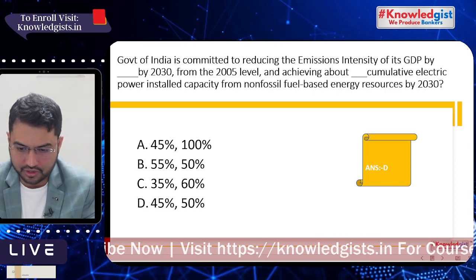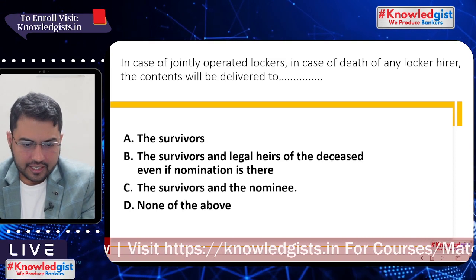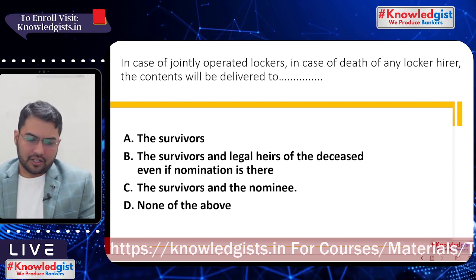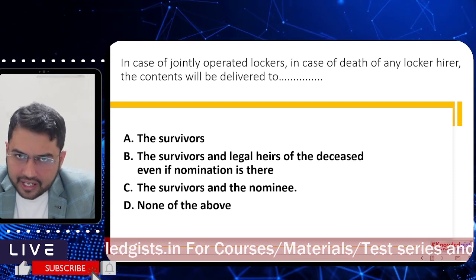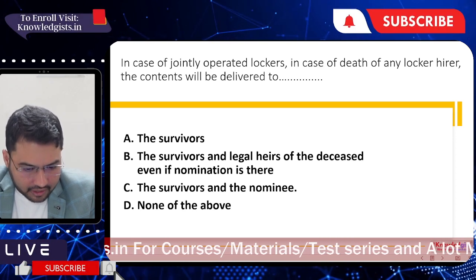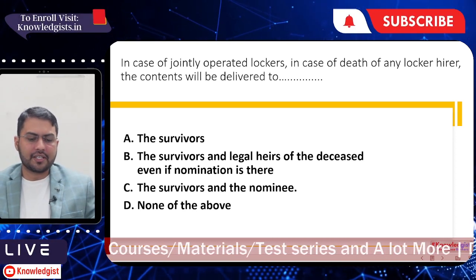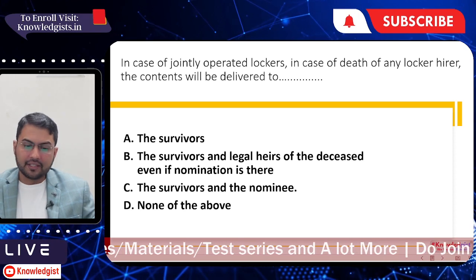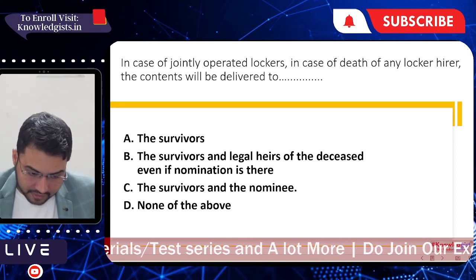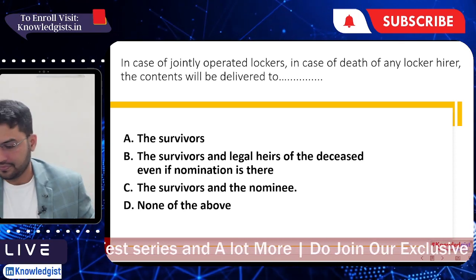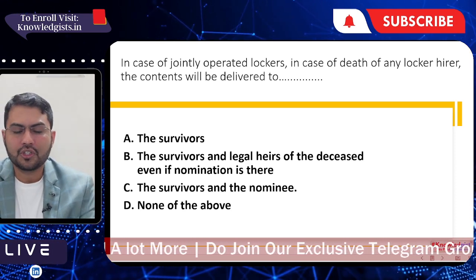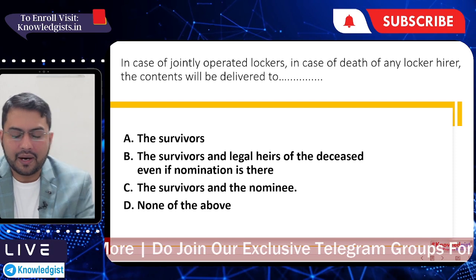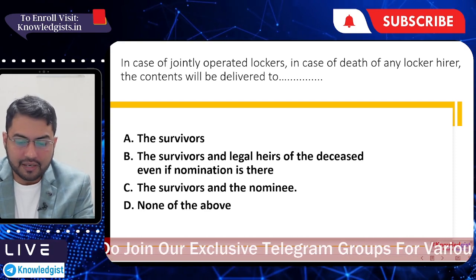In case of jointly operated lockers, in case of death of any locker hirer, the contents will be delivered to whom? The survivor, the survivors and legal heirs of the deceased even if the nomination is there, the survivor or the nominee, or none of the above. These are our internal question bank questions. So I think you will find it beneficial from your upcoming exam point of view.